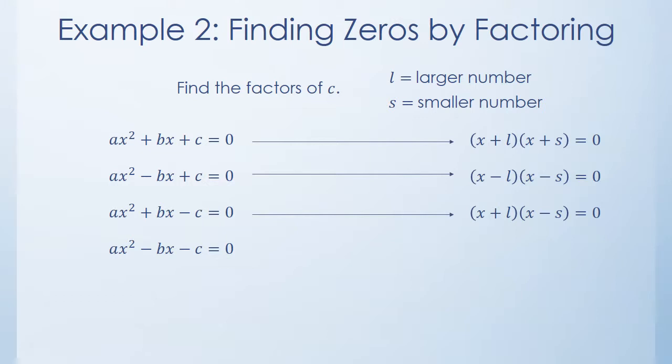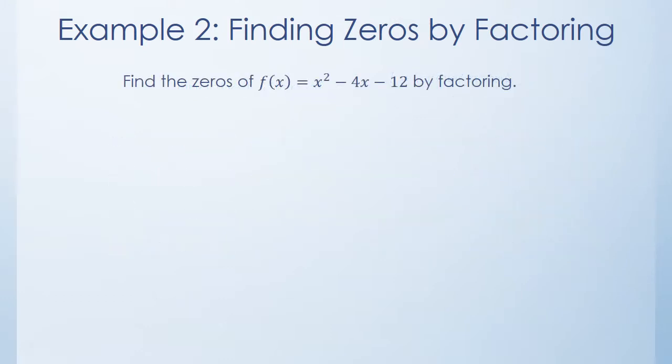Similarly with negatives, when I multiply them together, it needs to be negative, so that means I need a negative and a positive value. But when I add them, I need to get a negative value. Okay, so that means the larger number needs to be negative and the smaller number needs to be positive. All right, so this is important stuff to know. The more you see this and the more you do this, the better you'll be at remembering that. So let's put it into use.